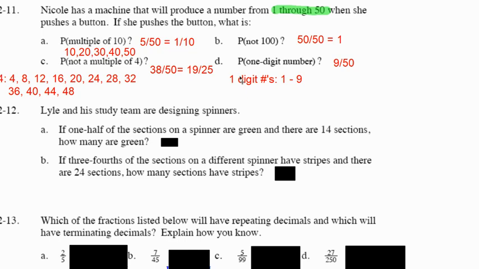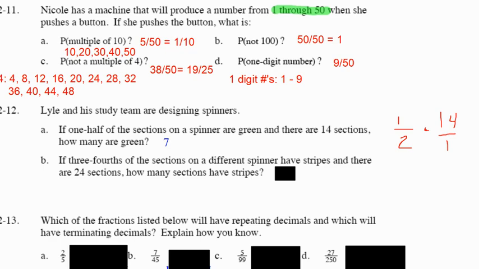For 212, if one half of the sections on a spinner are green and there's 14 sections, then I want to know how many are green: what is one half of 14? Again, show your work, and of course that's 7. How would you show your work, you might say? Well, 1/2 of means multiply, 14, and 14 can be written as 14 over 1.